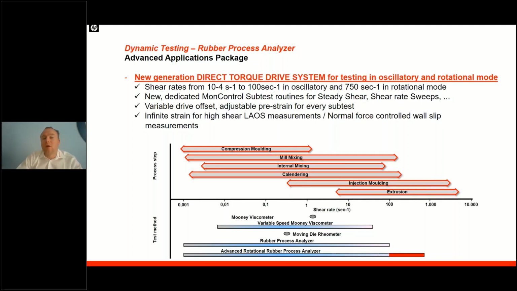Combined with this, variable preloads, programmed as drive offsets or pre-strains, can be set for every subtest method, closely simulating the real application environment of your test sample or of your final product. And once again, this system also adds to the capabilities for high shear testing. All this paired with our normal force control system, eliminating all die gap variations, wall slip measurements are possible.